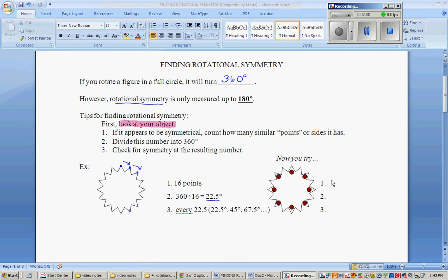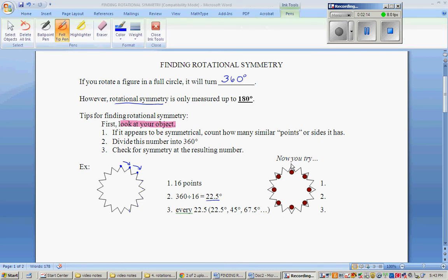There are actually 8 similar points. I would not use the 16. And here they are. 1, 2, 3, 4, 5, 6, 7, 8. So instead of saying 16, I would say 8 points are the same. I would do 360 divided by 8, resulting in 45 degrees. And I would say it has rotational symmetry every 45. And we can see why you don't want to really use 16.